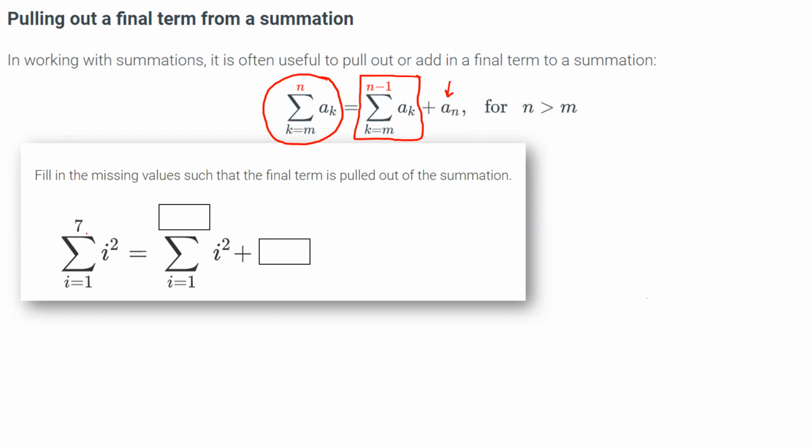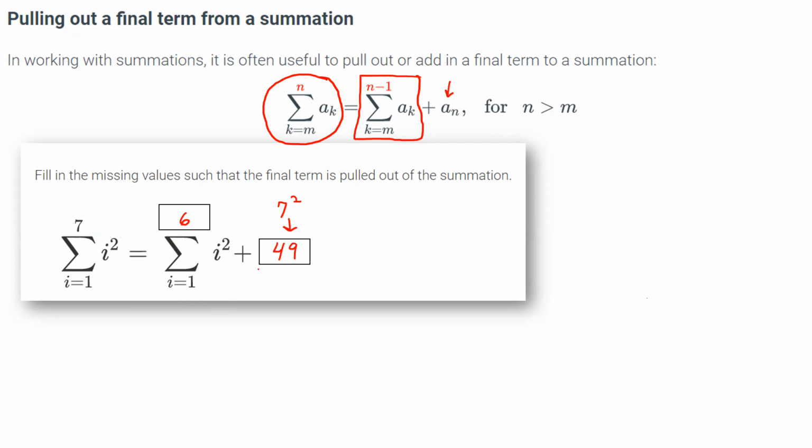So if we start with this, where we're going to sum up all the I squareds, where I goes from 1 to 7, but we want to pull out the final term. Then instead of going from 1 up to 7, we'll just go 1 up to 6. But then now those aren't equal because there's that final term that's not included on the right-hand side. But what would that final term be? It's going to be when I is 7 and it's 7 squared, right? So the final term would be 7 squared, which ends up equaling 49.